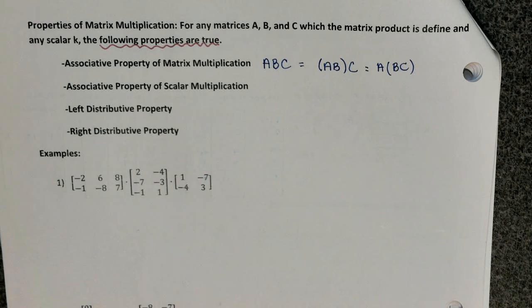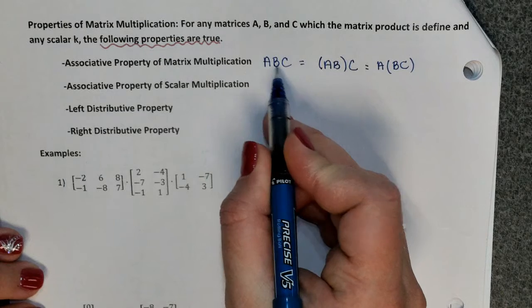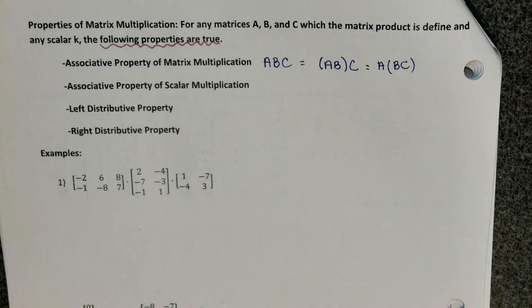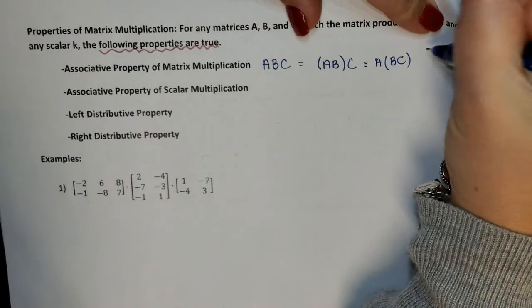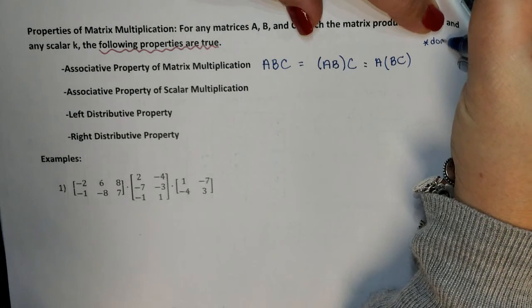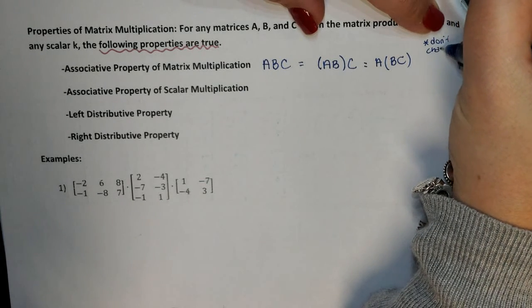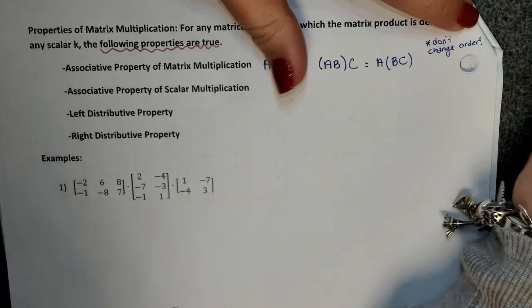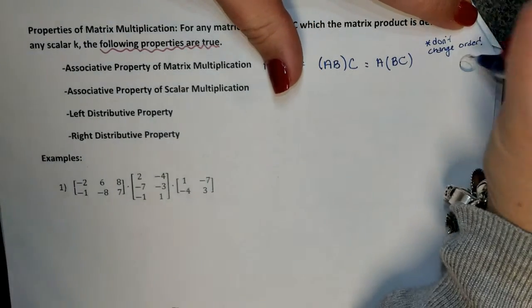One thing that you cannot do, though, is change the order, because we already talked about that commutative property, that order matters. So it has to be in the order of A, B, C. You can group them together differently, but order matters. You cannot change the order. So we'll write that over here. So don't change order, but you can group any 2.